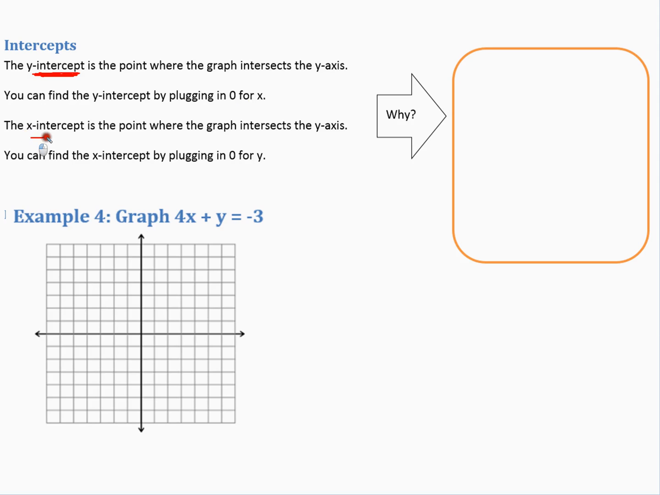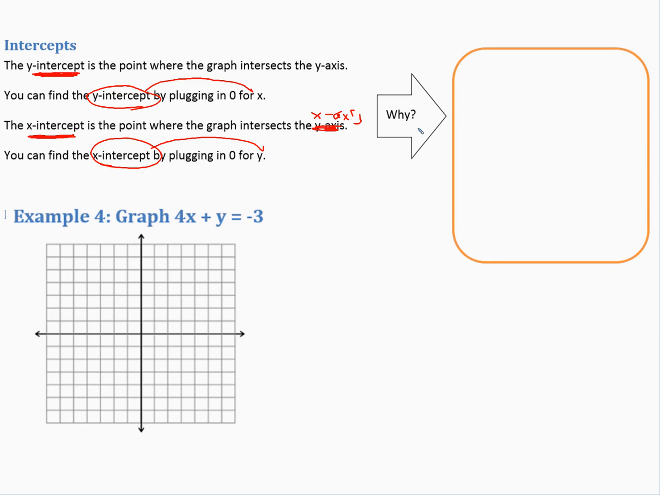And then the x-intercept is the point where the graph crosses the x-axis. So the y-intercept is the point where a graph crosses the y-axis. The x-intercept is the point where the graph crosses the x-axis or intersects the x-axis, and you can find that by plugging in 0 for y. So y-intercept, you plug in 0 for x. X-intercept, you plug in 0 for y.